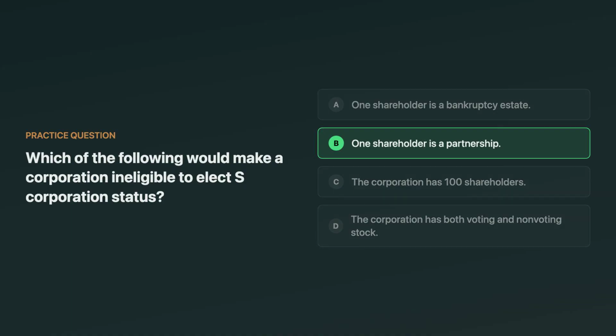The correct answer is one shareholder is a partnership. Partnerships are not eligible S corporation shareholders. A tempting wrong answer is 100 shareholders, but 100 is allowed. It's exceeding 100, that's the problem. And both voting and non-voting stock is fine, as long as it's still one class of stock for distribution and liquidation rights.